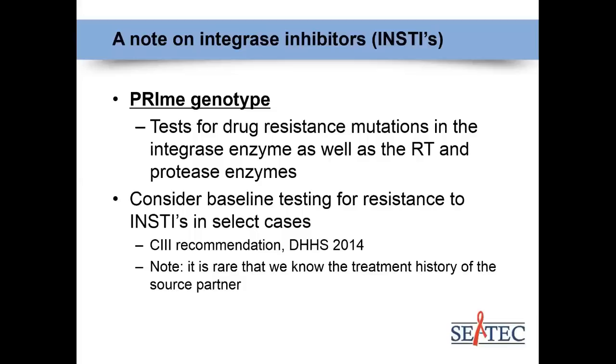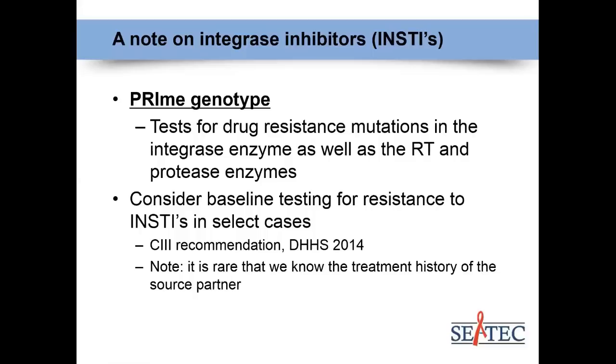Just a note on integrase inhibitors. When you do check for resistance to integrase inhibitors, you're typically going to be using what's commercially known as the PRIme genotype. So the P stands for protease, R for reverse transcriptase, and I for integrase. And that will get you all three of the enzymes. And for us at our clinic, that's a send-out test.